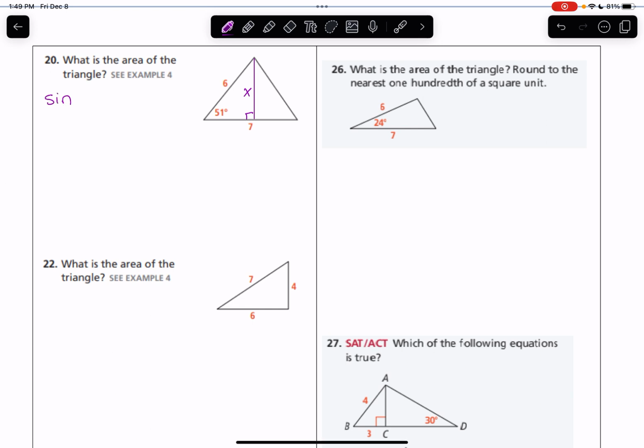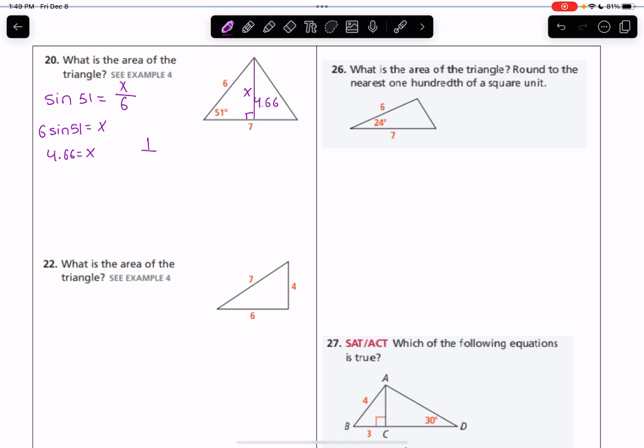So the sine of 51 degrees is equal to opposite x over hypotenuse 6. Multiply both sides by 6, so 6 sine of 51 equals x. Run that through a calculator. 4.66 equals x. 4.66 represents the height of that triangle.